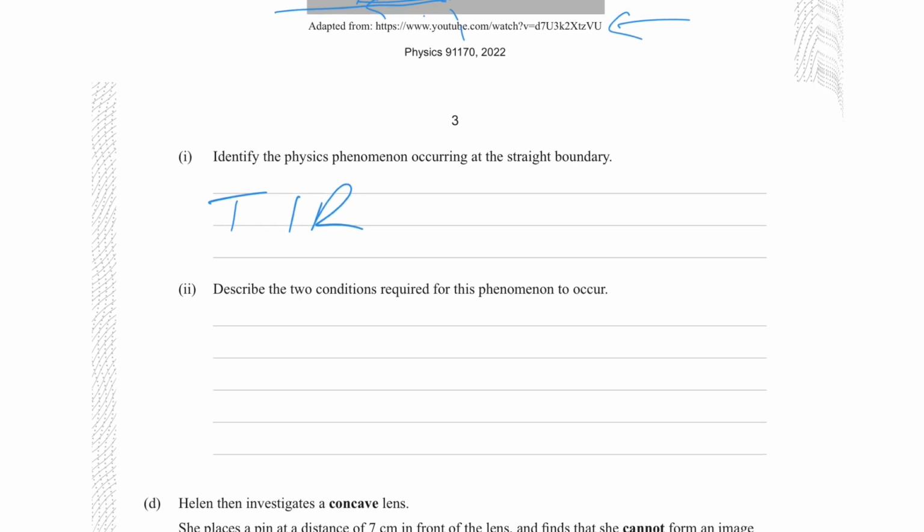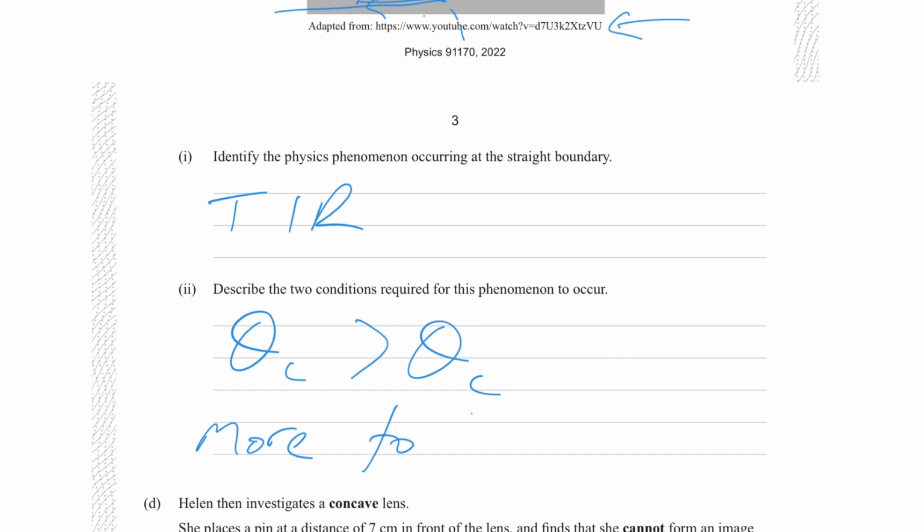Describe the two conditions required. It's almost certainly total internal reflection. So the angle of incidence must be greater than the critical angle, and you must be moving from a higher to a lower refractive index, or optically dense medium, or something like that.